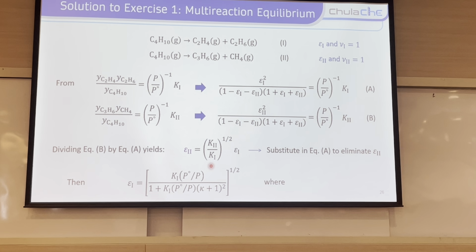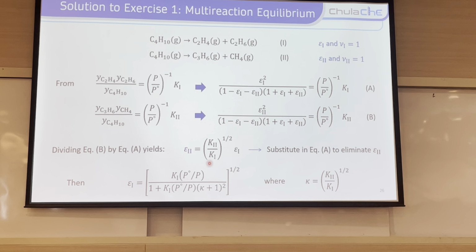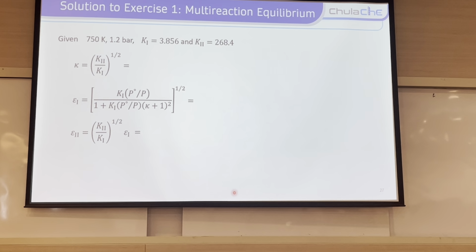And in this case, just eliminate the reaction coordinate for reaction number 2 by rewriting equations A and B in terms of the reaction coordinate for reaction 1. And then you substitute back and solve for only one equation.